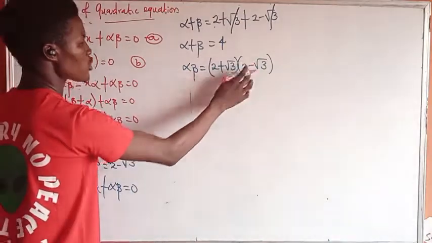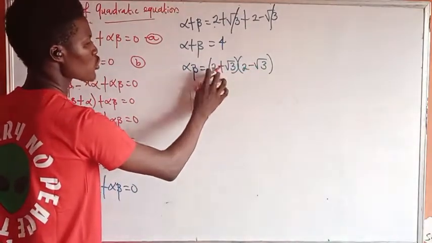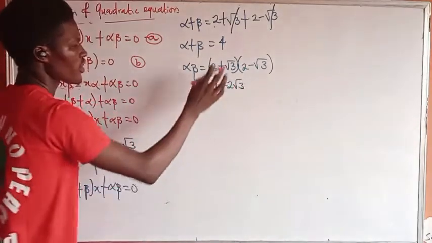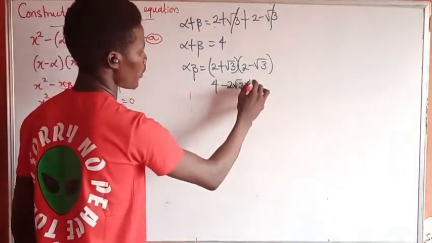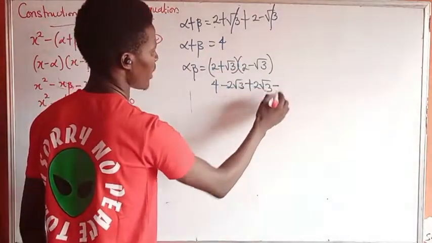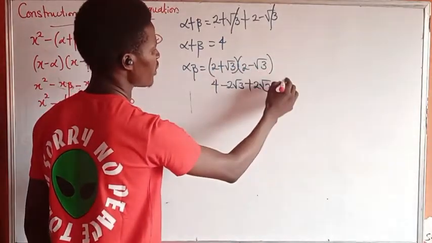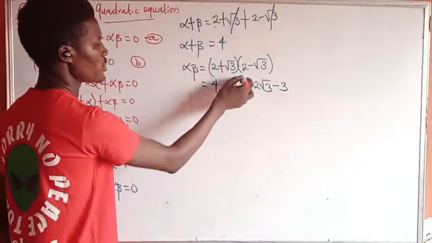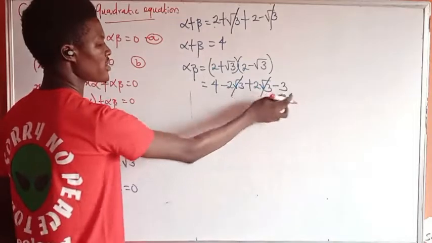So 2 times 2 will give us 4. 2 times minus root 3 will give us minus 2 root 3. Root 3 times 2 will give us plus 2 root 3. Plus times minus will give us minus, and root 3 times root 3 will give us 3. So from here, this one cancels each other, this will cancel this. 4 minus 3 will give us 1.